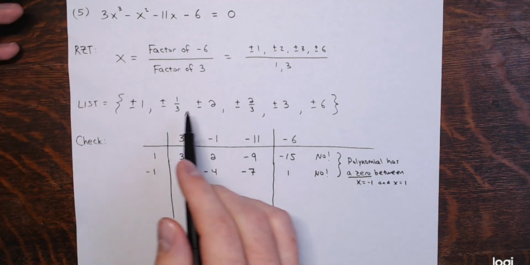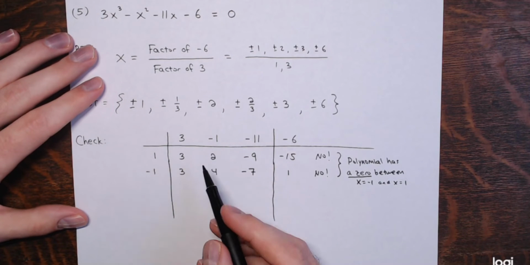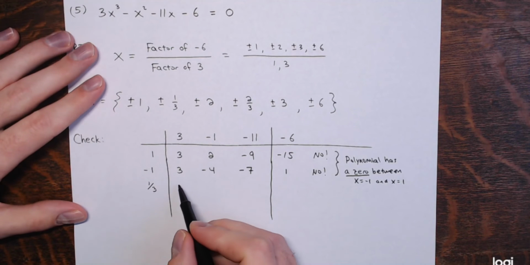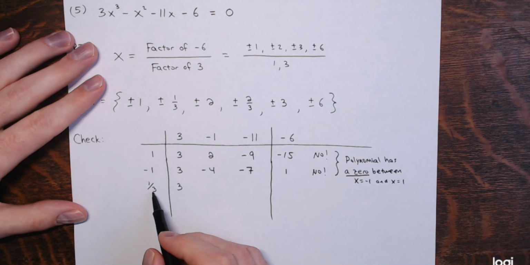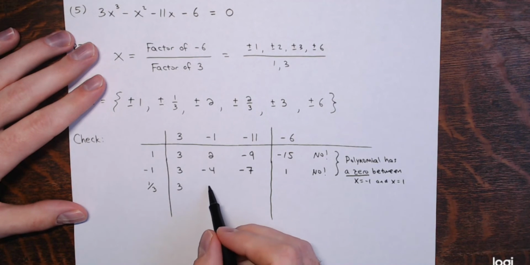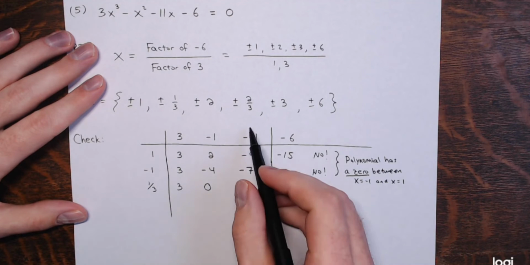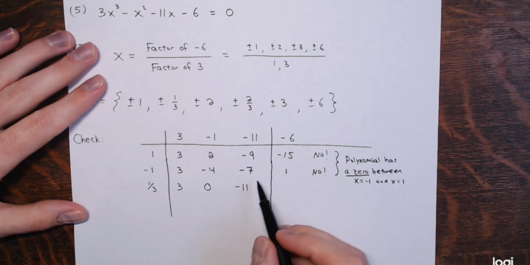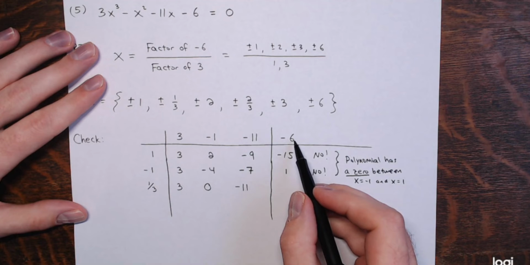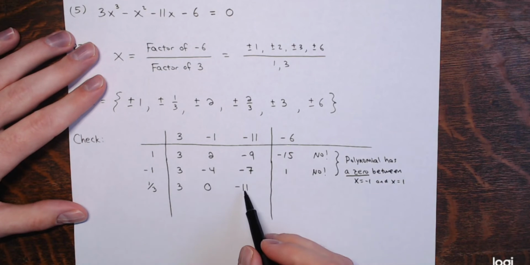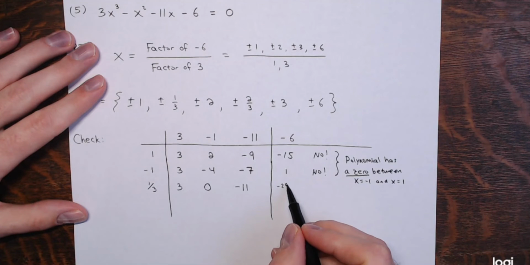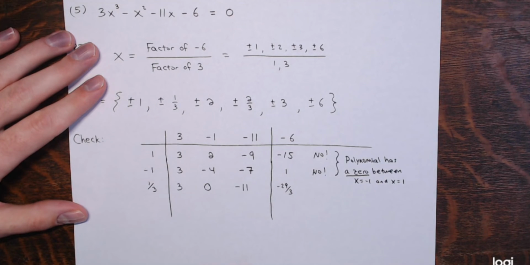So now I'll go to some fractions. Like how about a third? This is between negative 1 and 1. See if this works. So 3 drops. This is 1 minus 1, that's 0. Then 0 minus 11, negative 11. And then negative 11 thirds minus 6, which is 18 thirds. Negative 11 thirds minus 18 thirds would be negative 29 thirds. Okay.